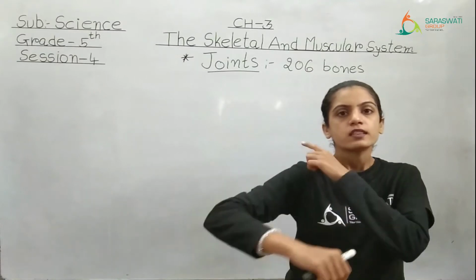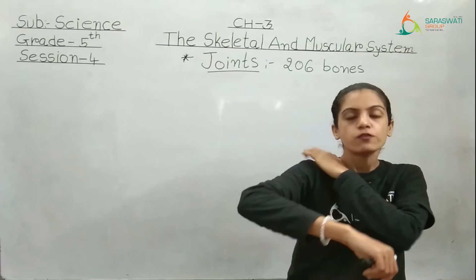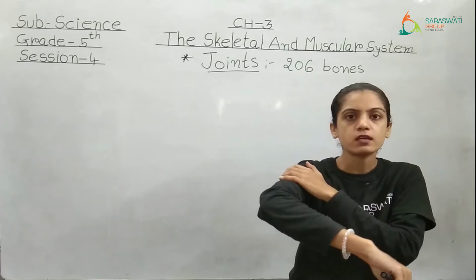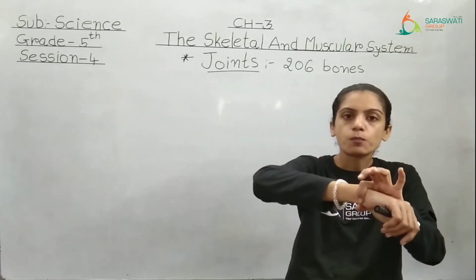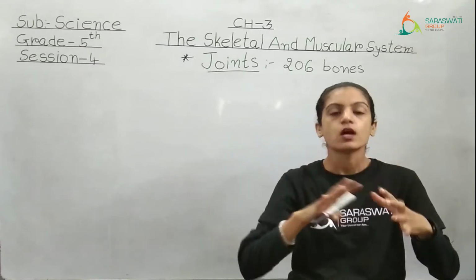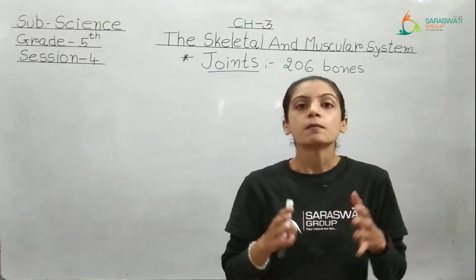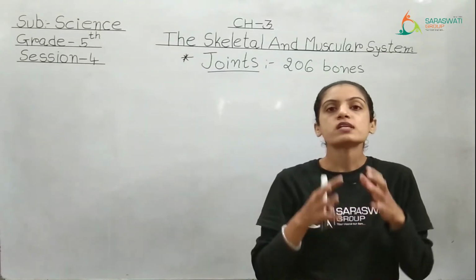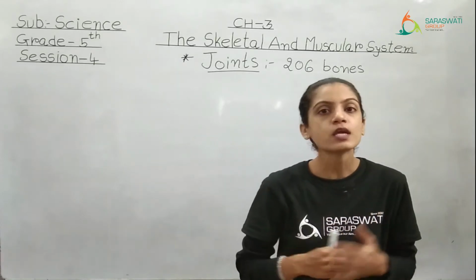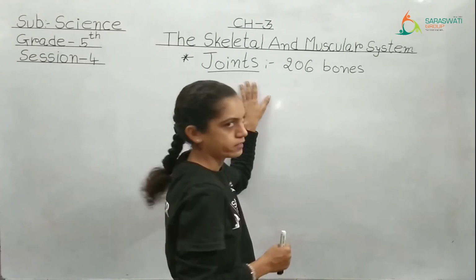If you see that this hand is connected to the shoulder. From shoulder to elbow, I have one bone. You will be also having. From elbow to wrist, a bone. From wrist to palm, and from palm to finger, all the bones are joined with each other. So the place where two bones are meeting, or the place where two bones are joining with each other, is known as what? It is known as joints.